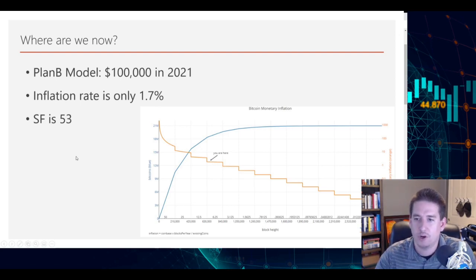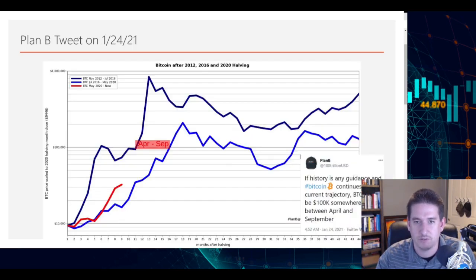So where are we now? Plan B's model says that we would probably hit 100,000 in 2021. The inflation rate is currently 1.7%, which is less than the Fed's goals, just a really reasonable inflation rate, and it only gets lower as time passes. And the stock to flow is currently 53.